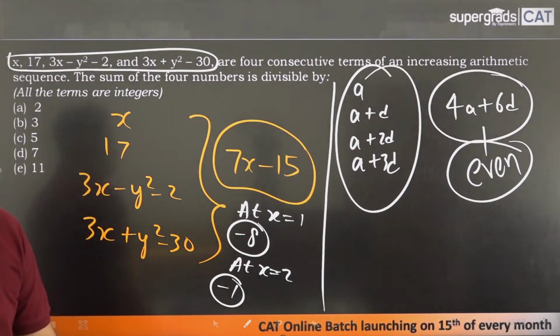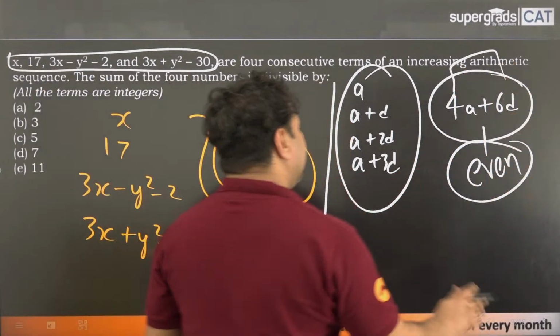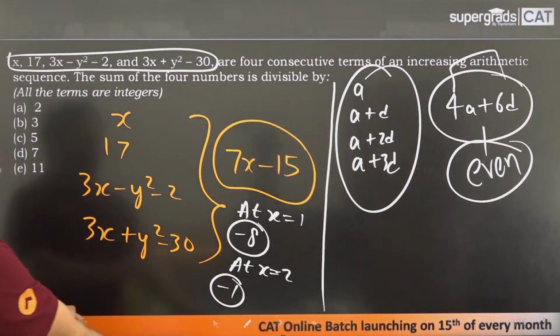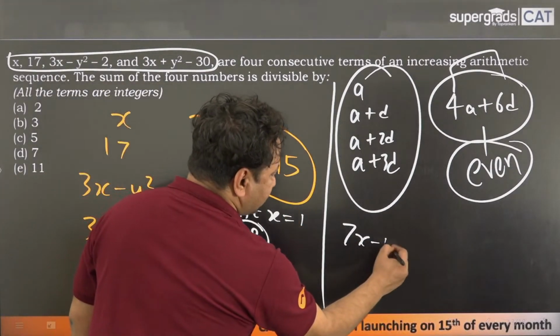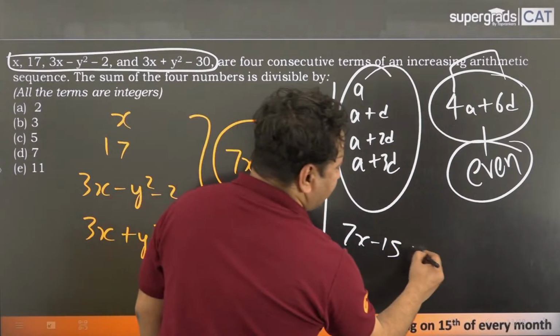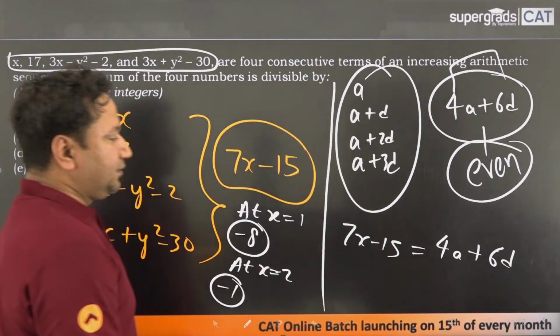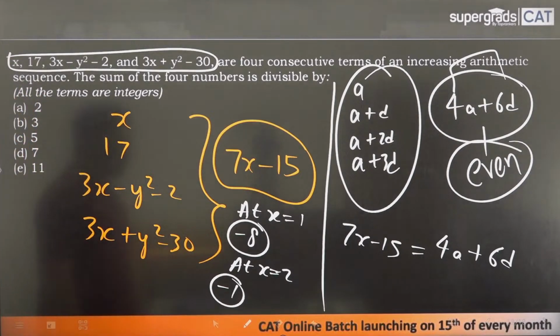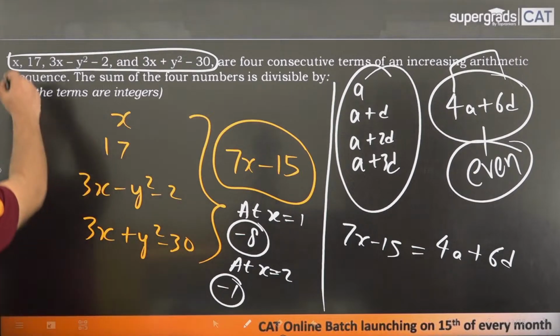Because a is getting multiplied with 4, which makes 4a even, and 6 is also even, and even plus even is also even. This is even, which means now we can say 7x minus 15, which we got from your summation, must be equal to 4a plus 6d. Yes or no? And a is the first term. The first term in this sequence is x.